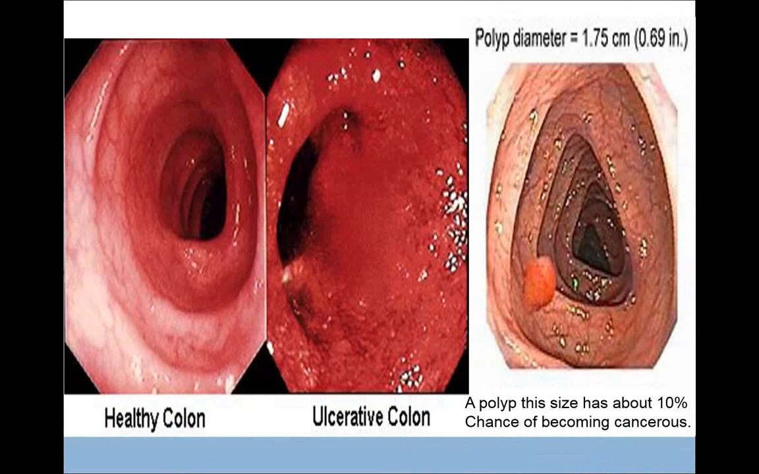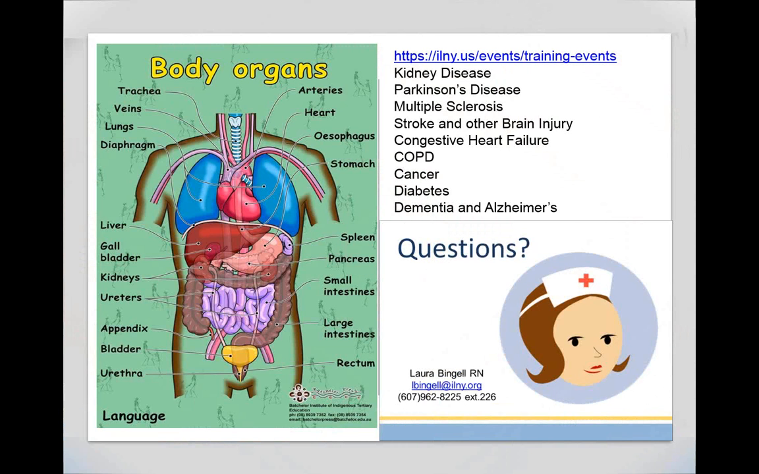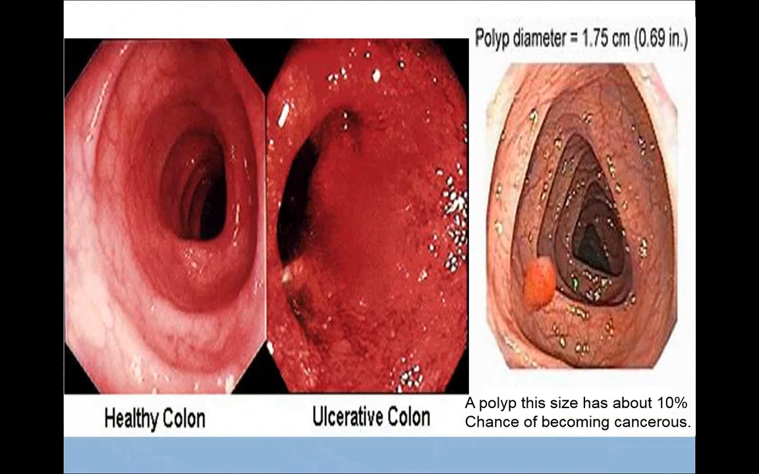And here is a polyp on the right. And my joke for this slide is I'm going to give you just a moment to digest this slide. So this polyp, just of interest, at this size has about a 10% chance of becoming cancerous. This is what they look for when they're doing your screening colonoscopies.